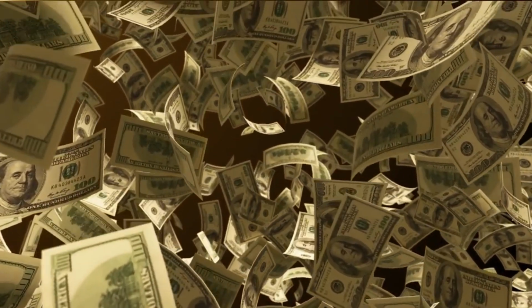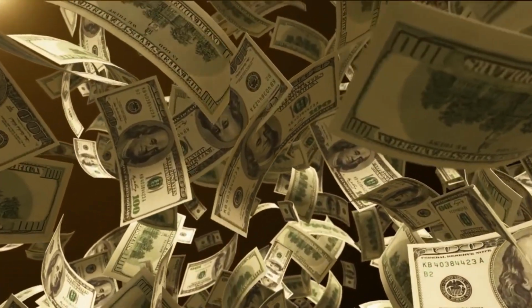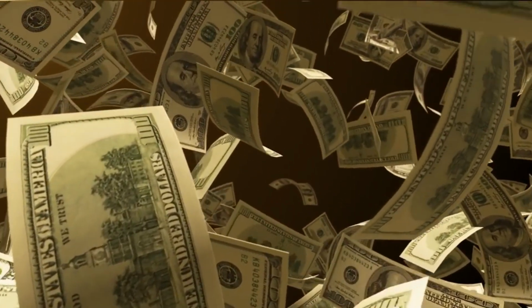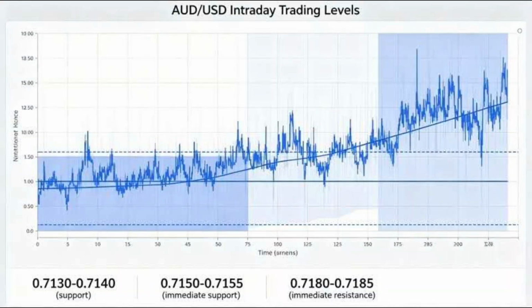Targets. The first target is the immediate resistance level of 0.7180. If the pair breaks above this level, the second target is the major resistance level of 0.7200. If the pair breaks above 0.7200, you can consider extending the target to 0.7220 to 0.7230, but it's important to take partial profits at each target to lock in gains.